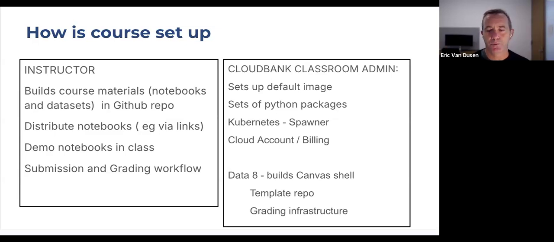In the Data 8 class, we also provide a Canvas shell that has all the assignments and the links, and a template repo that you can just copy over, and a little bit of grading infrastructure. So those are higher layers where we're adding on other aspects of the open resources that we're sharing.